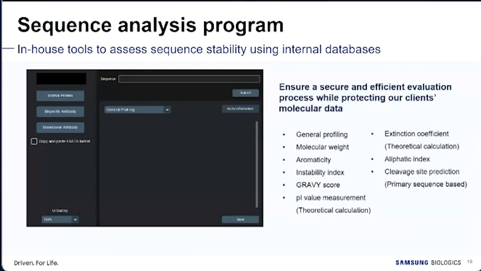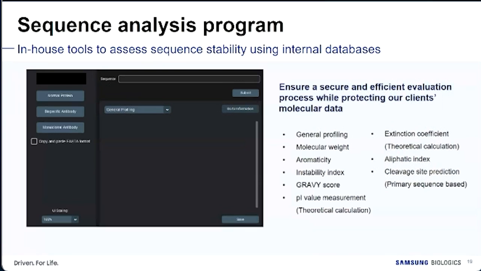We can confirm these results like molecular weight, aromaticity, instability index, and GRAVY score using this program without uploading to the website, not only for mAbs, but also for complex proteins like fusion proteins or bispecific or multi-specific molecules.